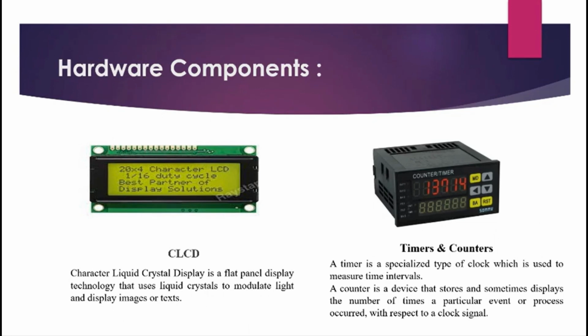Then timers and counters. A timer is a specialized type of clock which is used to measure time intervals. A counter is a device that stores and sometimes displays the number of times a particular event or process occurred with respect to a clock signal.